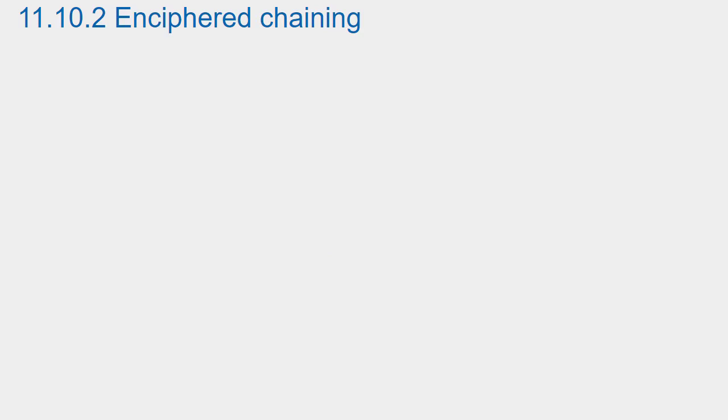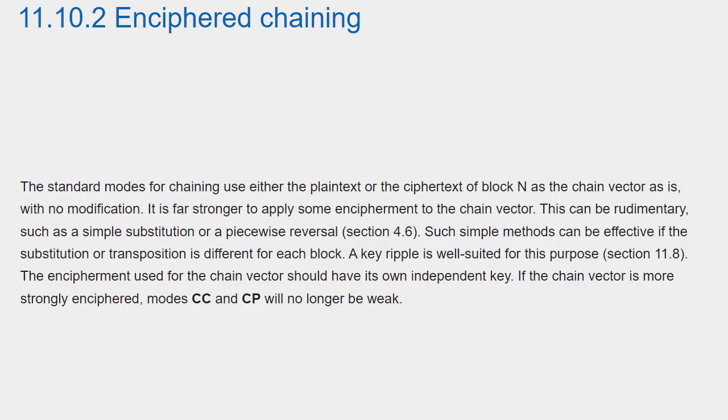Section 11.10.2 Enciphered chaining. The standard modes for chaining use either the plaintext or the ciphertext of block n as the chain vector, as is, with no modification. It is far stronger to apply some encipherment to the chain vector. This can be rudimentary, such as a simple substitution or a piecewise reversal, section 4.6. Such simple methods can be effective if the substitution or transposition is different for each block. A key ripple is well suited for this purpose, section 11.8. The encipherment used for the chain vector should have its own independent key. If the chain vector is more strongly enciphered, modes CC and CP will no longer be weak.